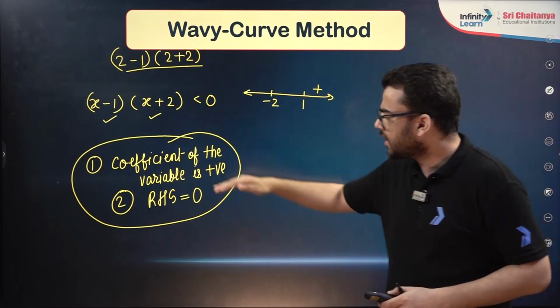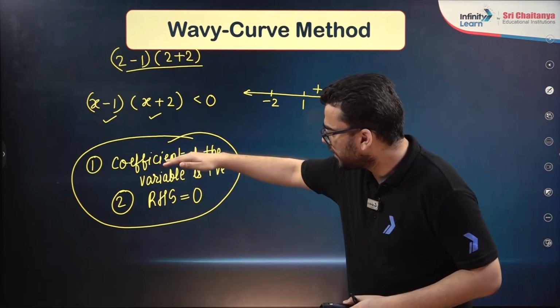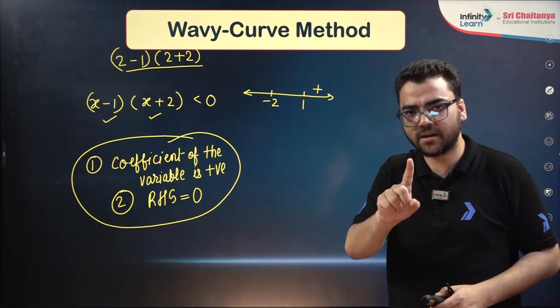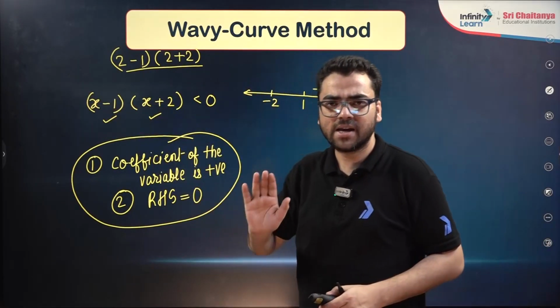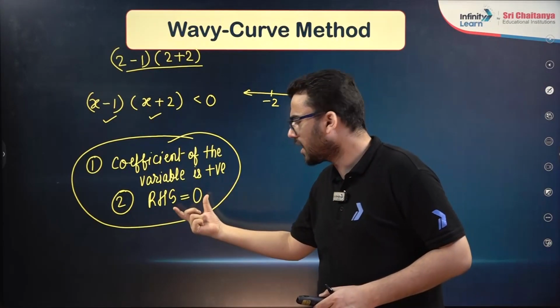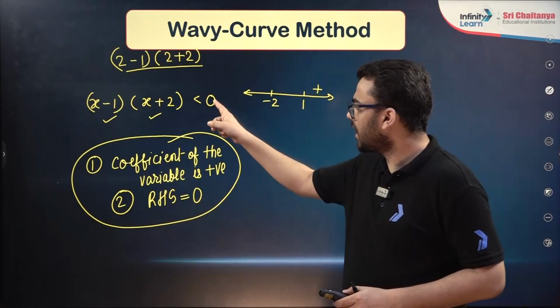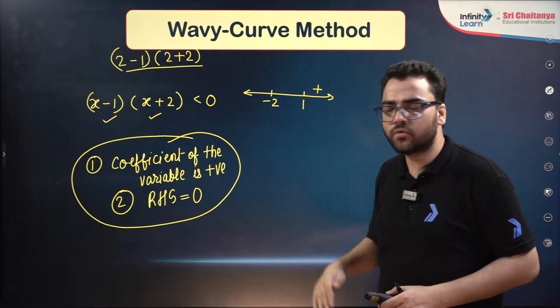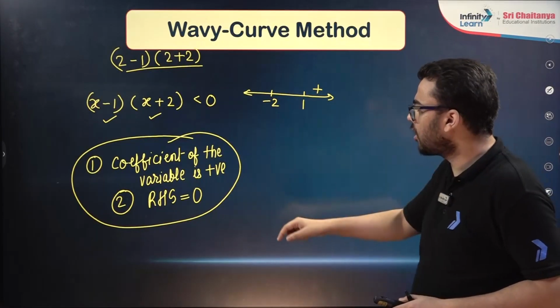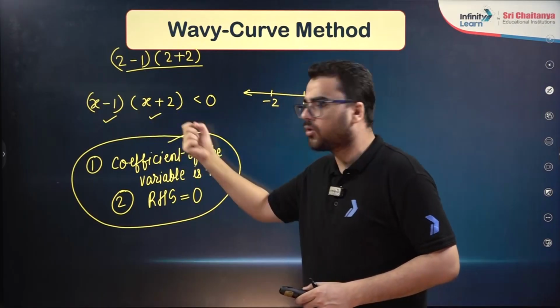So again I will explain. First thing is, make sure that the coefficient of variable is positive. Over here, coefficient of the variable x is positive. Second thing is, make sure that RHS is 0. Over here, RHS is 0 only. Right hand side is 0. Then what will you do? Draw the number line, plot the zeros of each of the polynomials.